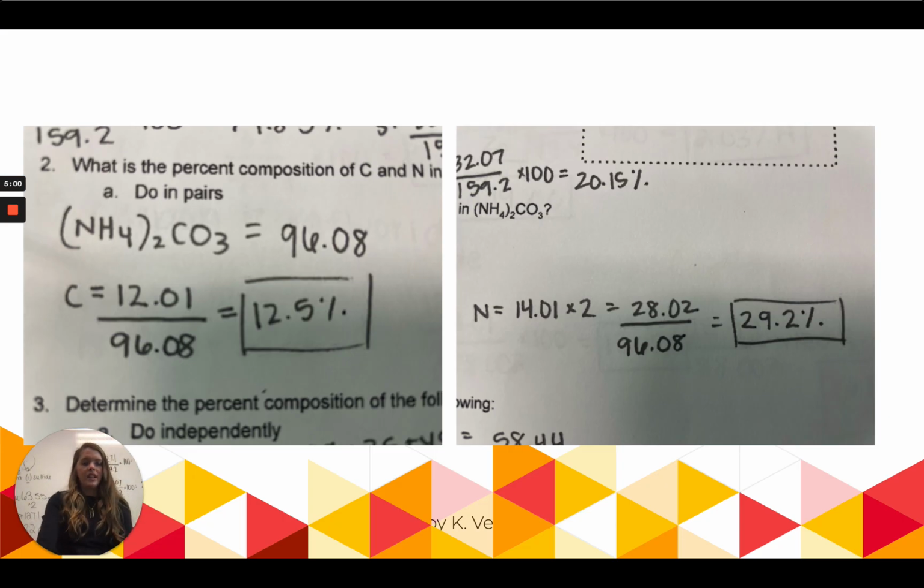And here are our answers. Our percent mass of carbon is 12.5%, and our percent mass of nitrogen is 29.2%. You might be asking yourself, those don't equal 100%. Of course they don't, because we only found the mass percents of carbon and nitrogen. We didn't find the mass percents of hydrogen and oxygen, which are also in ammonium carbonate.